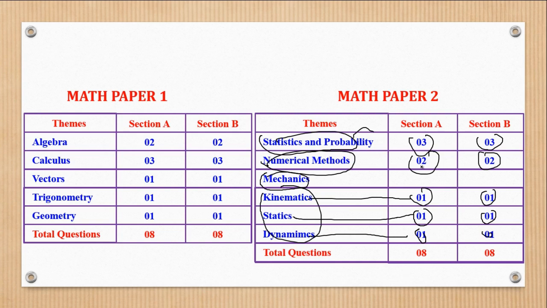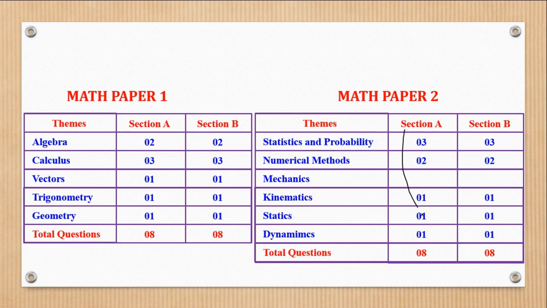So that gives you the total. If you add these ones, you will get a total of 8 in section A and a total of 8 in section B. And still the same instruction works. Sorry, all should be answered in section A and not more than 5 in section B. So that is a brief skeleton of what paper 1 will look like and what paper 2 will look like.